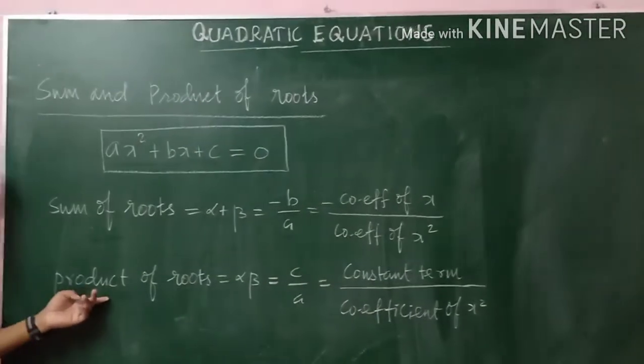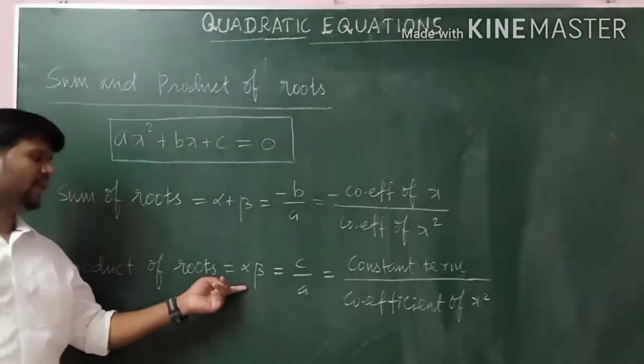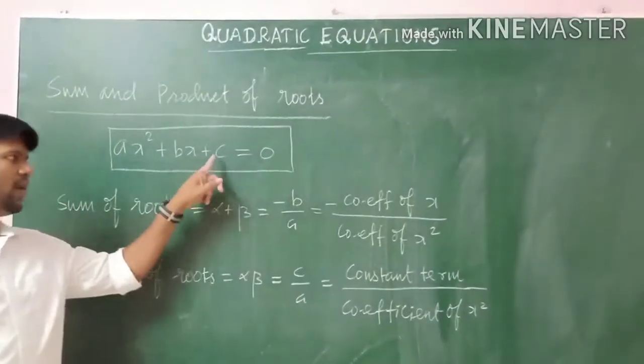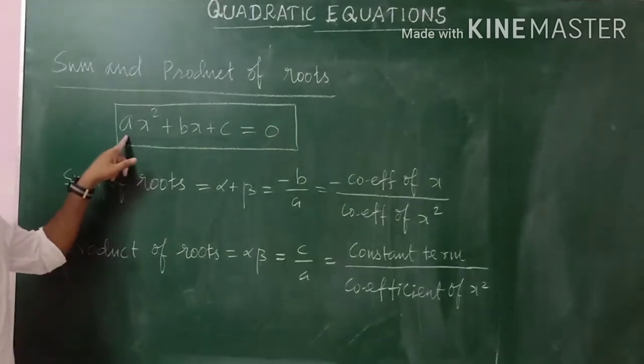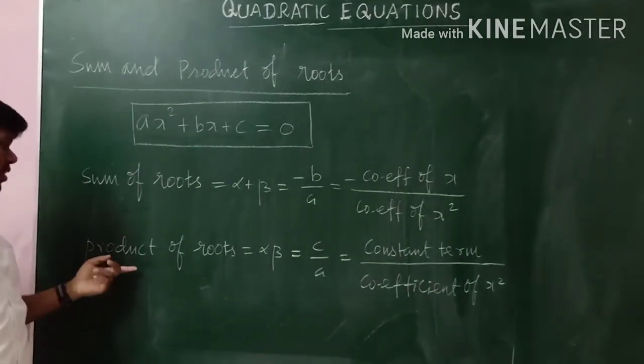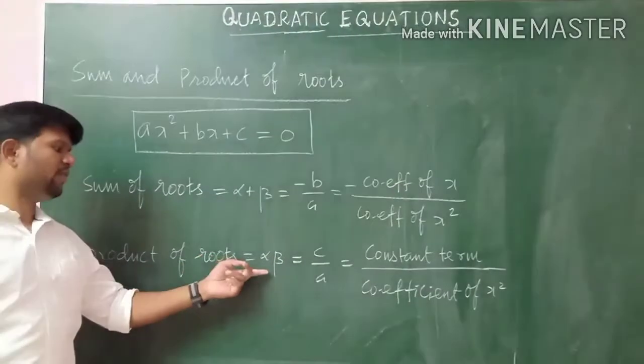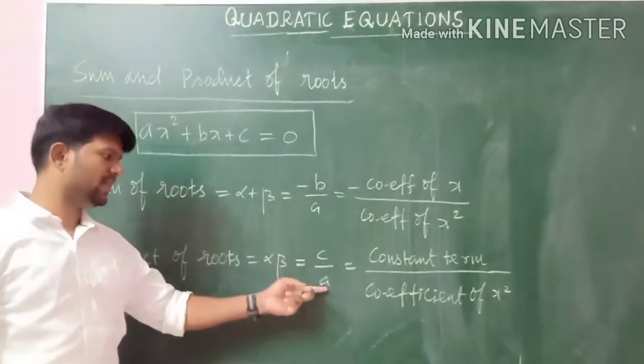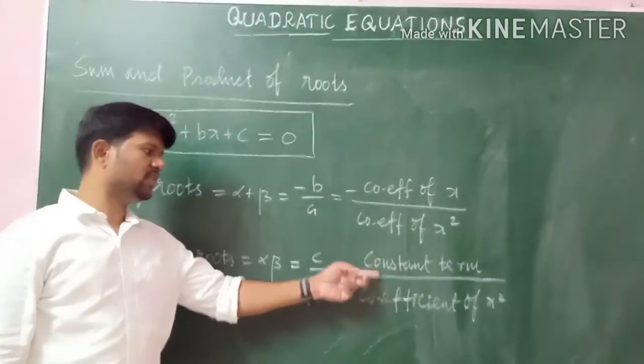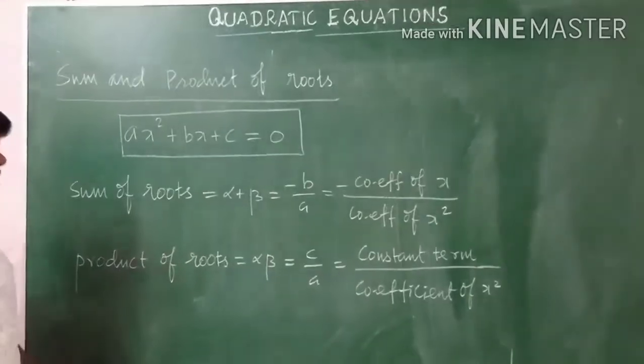And what is the product of roots? Alpha into beta equals c by a. What is c? The constant term. And what is a? The coefficient of x². So the product of roots, alpha into beta, equals c by a, that is, the constant term by the coefficient of x².